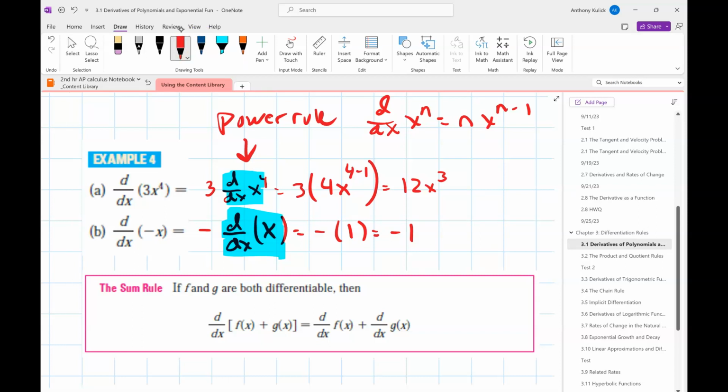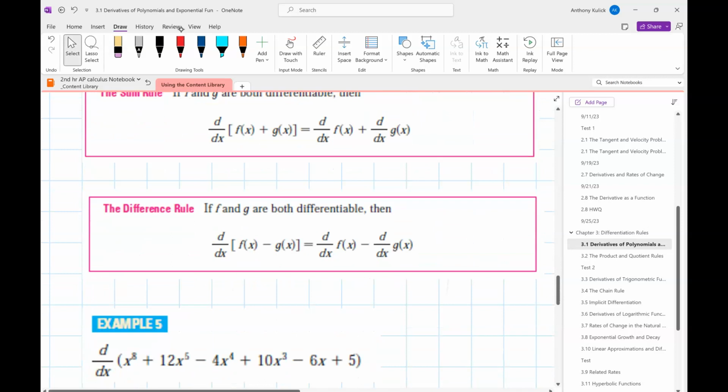Look at the next rule here. The derivative of a sum or difference. I can just distribute the derivative operation across a sum or difference, like I can with a limit. Exactly right. So what does that now allow me to do?